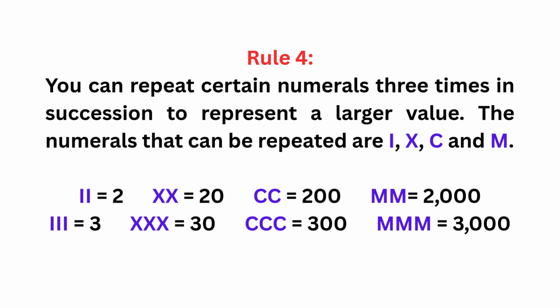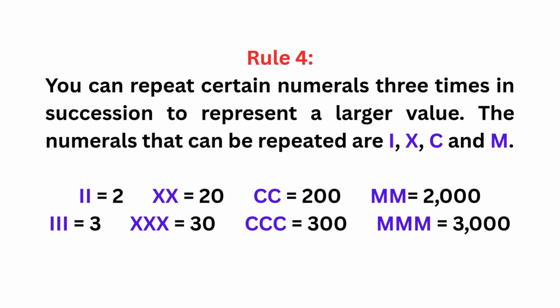Rule 4: you can repeat certain numerals 3 times in succession to represent a larger value. This means there are some numerals you can repeat up to 3 times to get a larger value. Not all numerals can be repeated. The only numerals that can be repeated are I, X, C, and M. So if you repeat I twice, it gives you 2. If you repeat it thrice, it gives you 3.